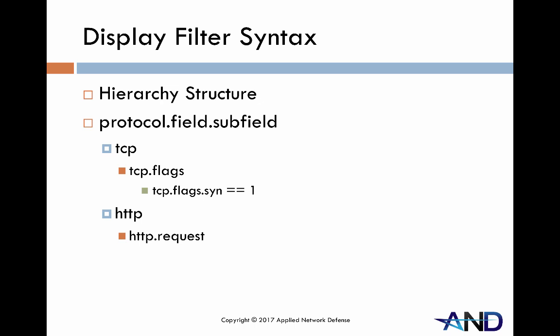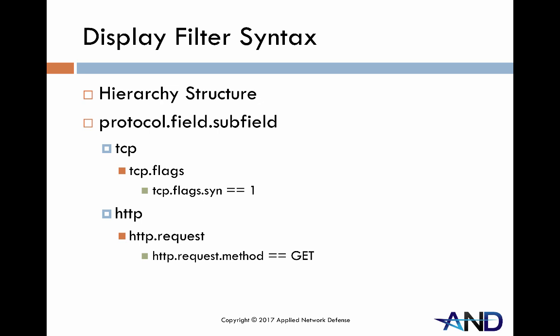I use HTTP request a lot, but let's take it just a little bit further and say we want to use that to show only HTTP GET requests. So the GET request is actually called an HTTP method, so it's part of the method. These are method types. So we would say http.request.method equals GET, and this will show us all packets that are HTTP GET requests or using the GET method. So you see here again, we have this hierarchy where we have protocol, field, subfield.